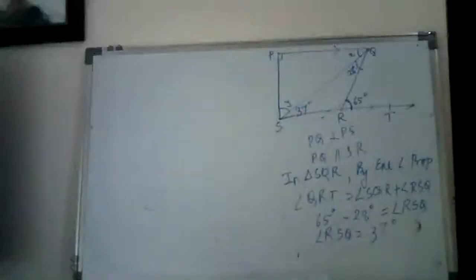Now do you see something? Can I go for parallel lines? Isn't it? Look at this part. PQ is parallel to RS. And if I take this as a transversal, isn't it making a Z here?